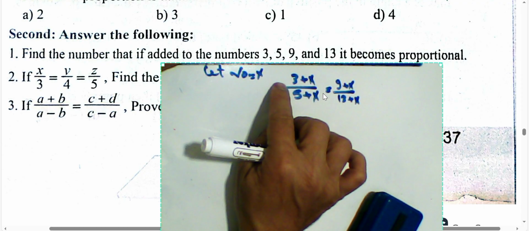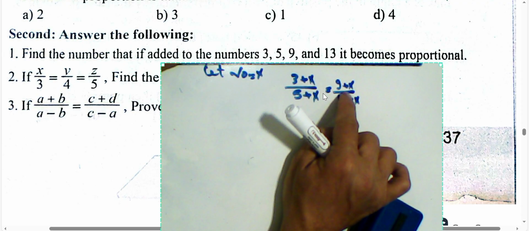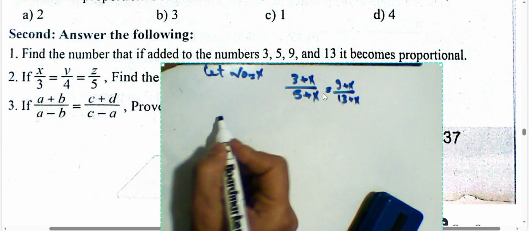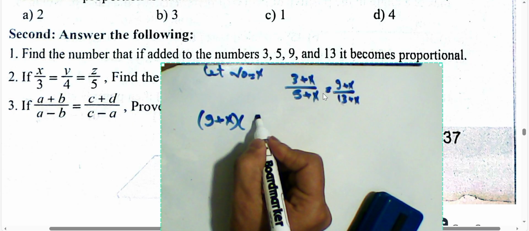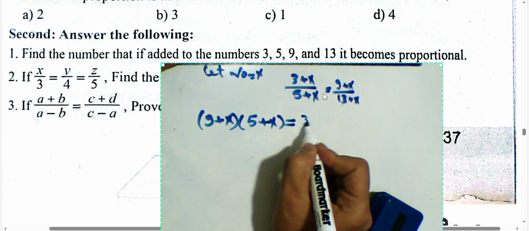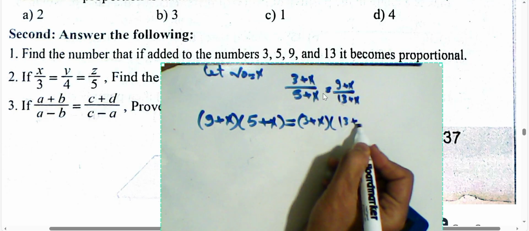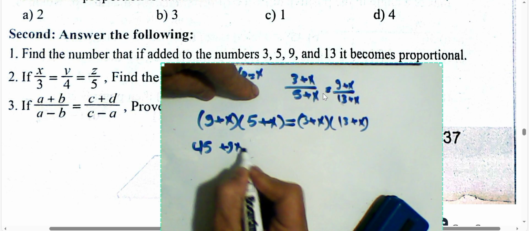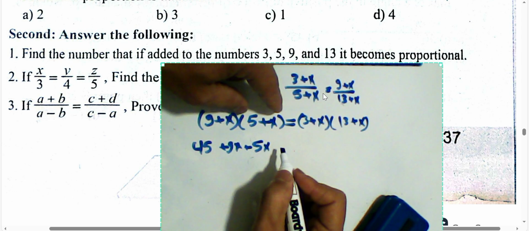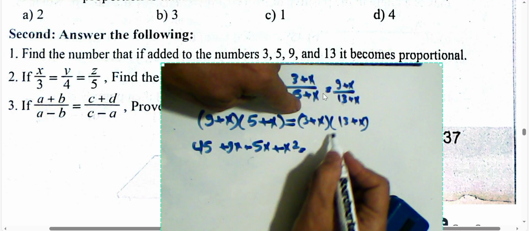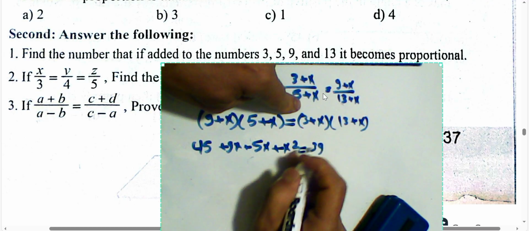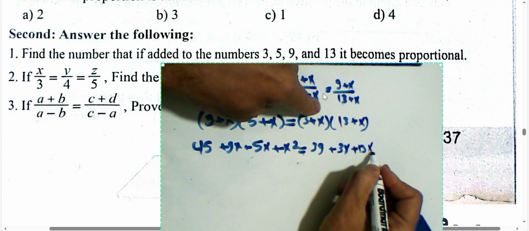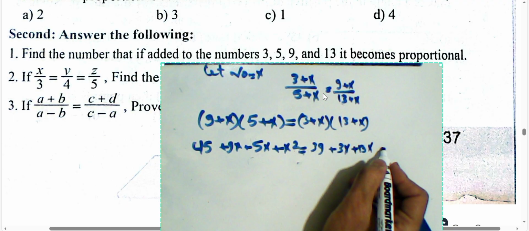Okay, 3, 5, 9, 13. The product of extremes equals the product of means. We can write 9 plus x times 5 plus x equivalent to 3 plus x times 13 plus x. 9 times 5 is 45. 9 times x, 9x. 5 times x, 5x. X times x, x power 2. 3 times 13 equals 39. 3 times x equals 3x. X times 13 equals 13x. X times x, x power 2.